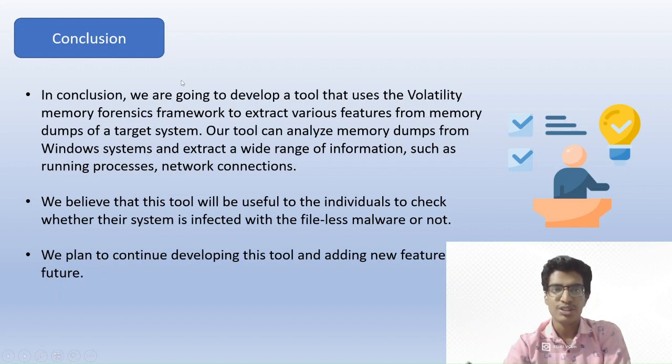So in conclusion, we are going to develop a tool that uses the Volatility 3 framework to extract various features from memory dumps. Our tool can analyze memory dumps from Windows systems and extract a wide range of information such as running processes and network connections. We believe that this tool will be useful to individuals to check whether the system is infected with fileless malware or not. We plan to continue developing this tool and adding new features in the future.